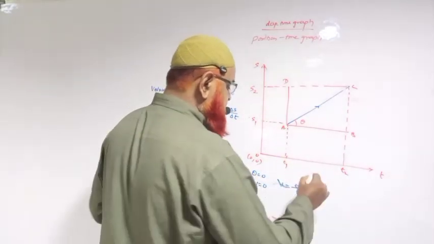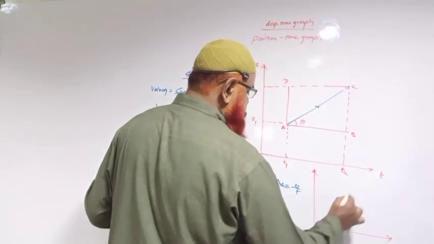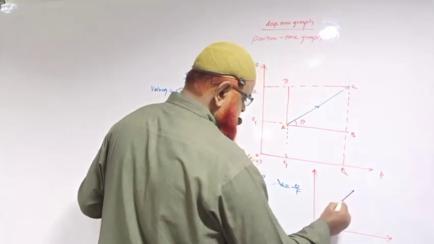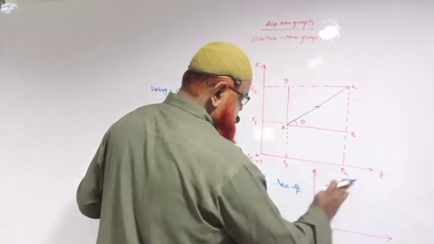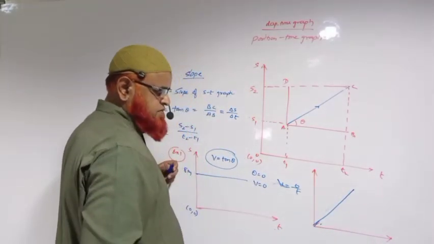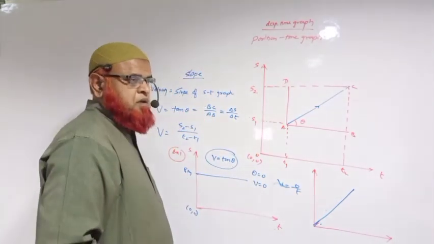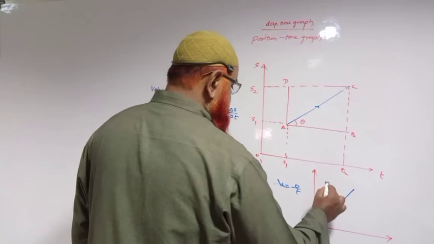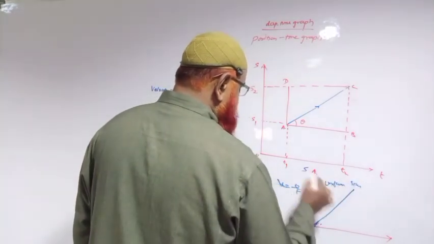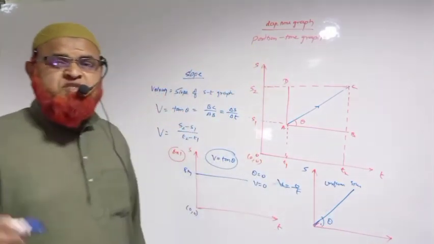Now you just tell me what type of graph it is. If this is a graph, what is the meaning of this? Tell me. What is the meaning of this graph? Yes? Distance increasing with time. This graph represents uniform speed, because it is a displacement time graph. This is theta. Uniform speed.